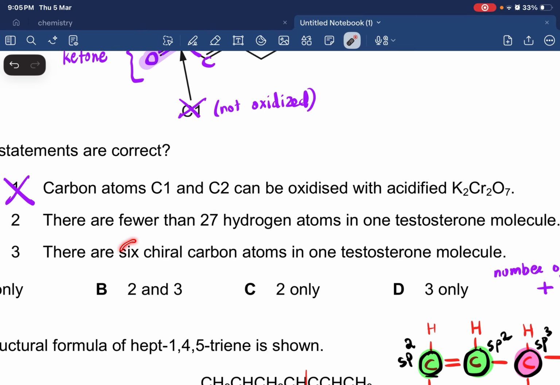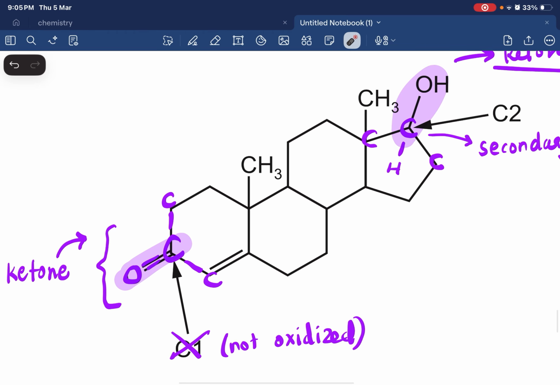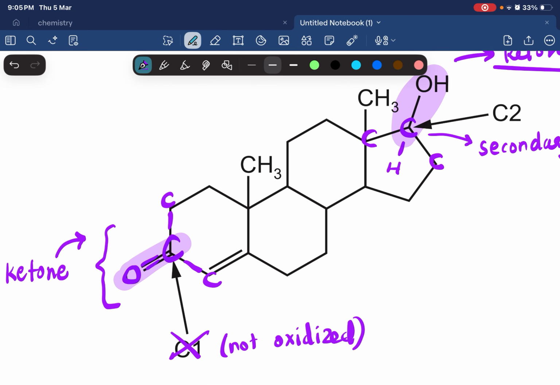There are 6 chiral carbon atoms in one molecule of testosterone. So now we have to calculate the number of chiral carbon atoms. This is a chiral carbon. Let me use a different color. This is a chiral carbon. This is a chiral carbon. This is a chiral carbon.